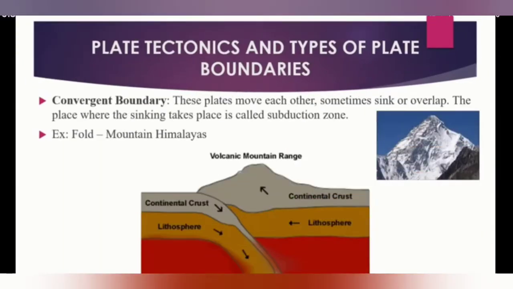Plate tectonics and types of plate boundaries. There are three plate boundaries: convergent, divergent and transform plate boundaries. First one, convergent boundary. We'll see one by one. These plates move toward each other, sometimes sink or overlap. Overlap means to extend or partly cover something, so one on the other. The place where the sinking takes place is called subduction zone. Subduction means pushing something, the act of being pushed. So it makes the mountain ranges. Example, fold mountains. The Himalayas are in the folding type.